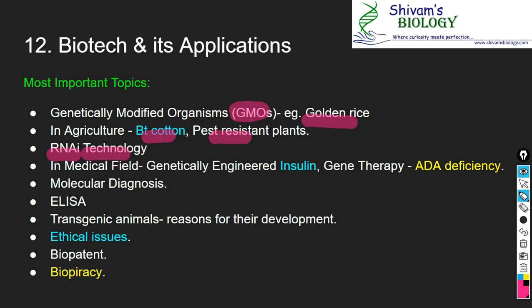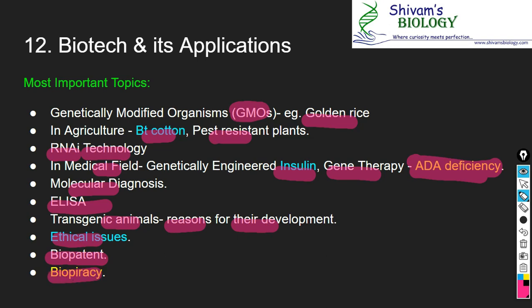After that, in the medical field, genetically engineered insulin is very important, and gene therapy, which includes a very important topic, that is ADA deficiency. You should understand this topic very well. Molecular diagnosis is important. ELISA, enzyme linked immunosorbent assay, is very important. Transgenic animals and reasons for their development are important for the board exam. Various ethical issues related with these transgenic animals, and topics like biopatent and biopiracy. These are important topics from this chapter.